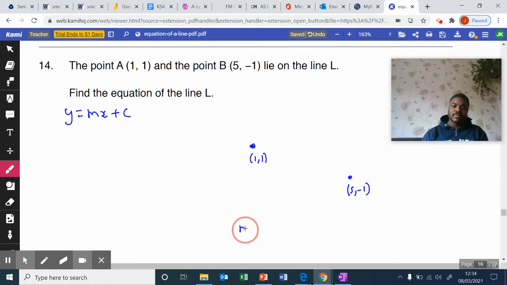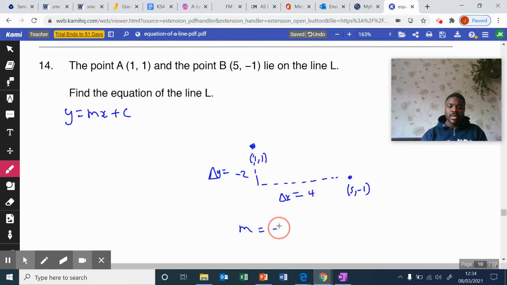The gradient is going to be the change in y, so that goes from 1 down to -1, which is -2. And then the change in x goes from 1 to 5, which is 4. So m is equal to -2 over 4, the change in y over the change in x, which gives you -1/2. So we have y = -1/2 x + c.